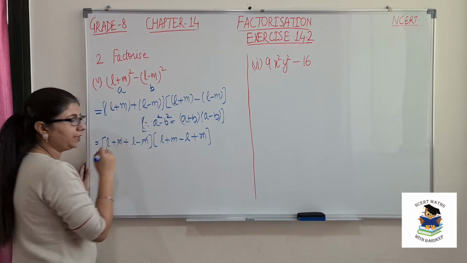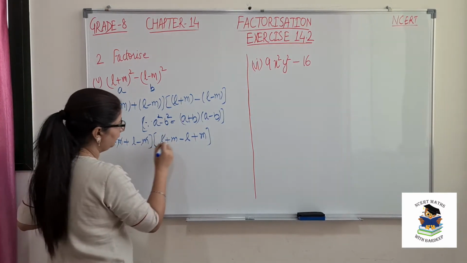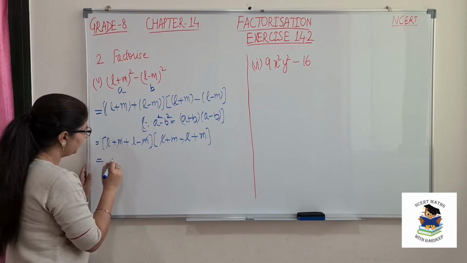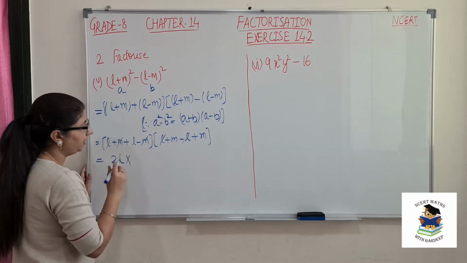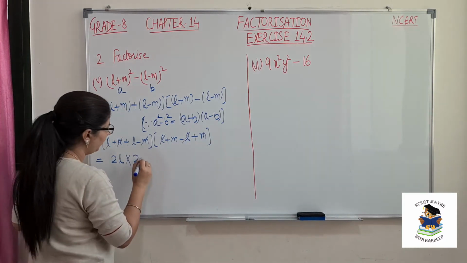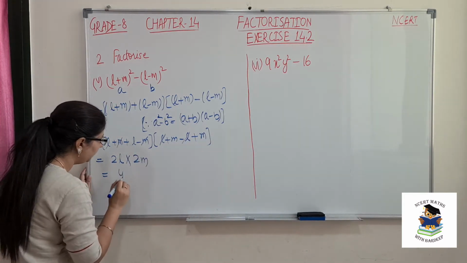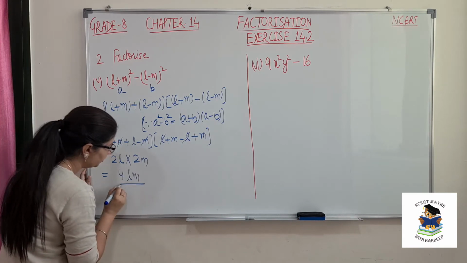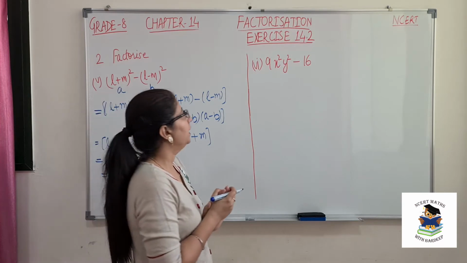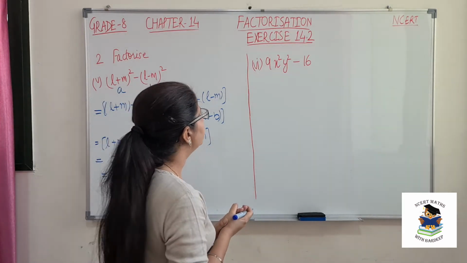So see, m and m can be cancelled. Here l and l can be cancelled. So what is left? L plus L, this is 2L, multiplied by M plus M, this is 2M. So the answer will be 4LM. Clear?